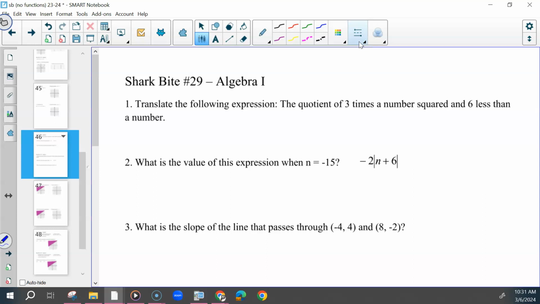For number 1, this cannot be done on Desmos, so you have to know how to do this. Waiting for everyone to type in. Okay. So if we're reading this and we're translating, the quotient of everything after that is going to be dividing 3 times the number squared, and this tells us what we're dividing, 6 less than a number. If it said a different number, you would use 2 different variables. So we can use the same one here. So 3 times a number squared, the quotient of this, so we're dividing 6 less than a number.